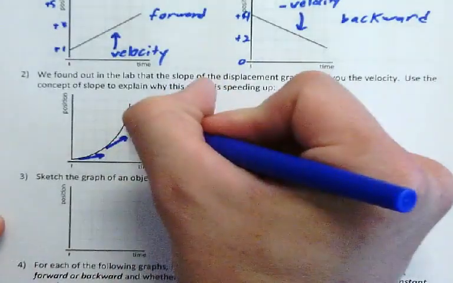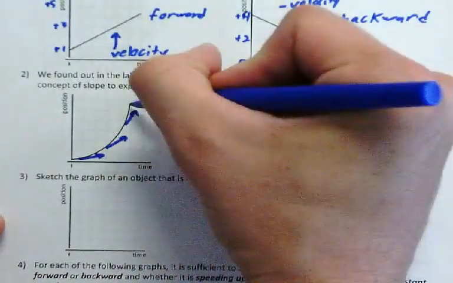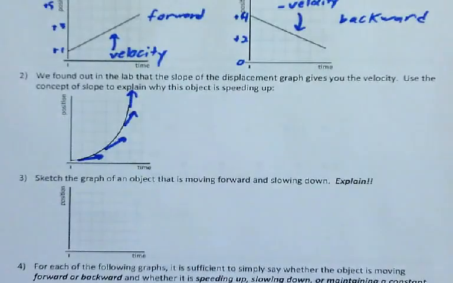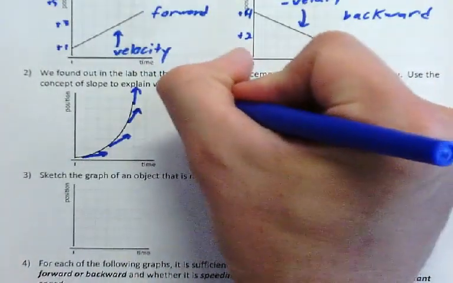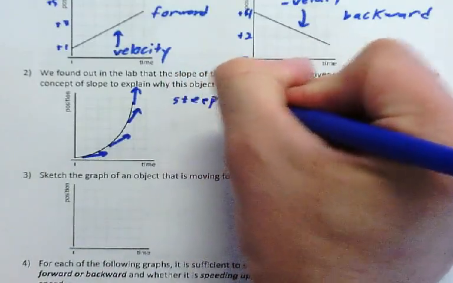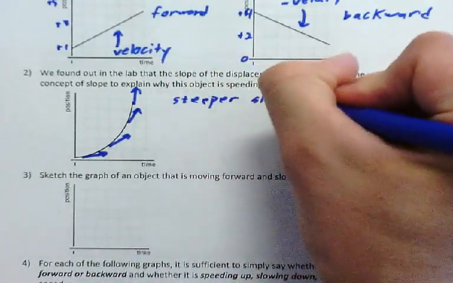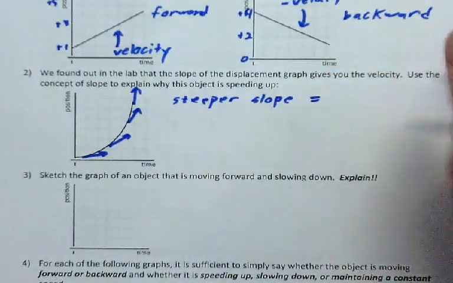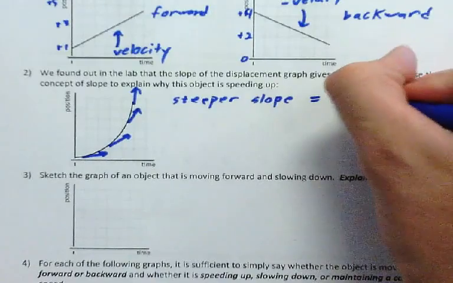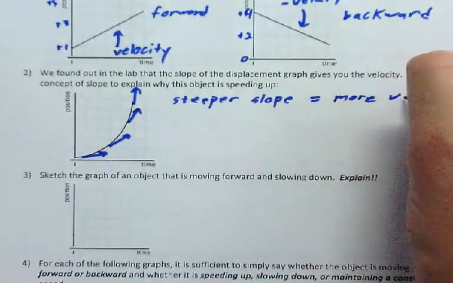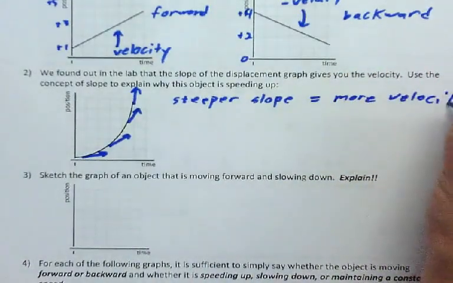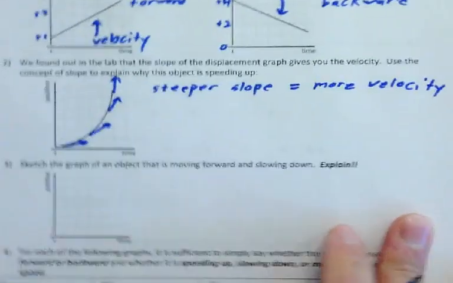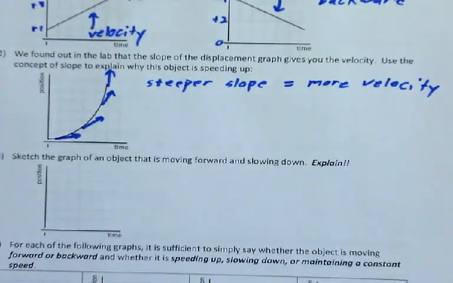Yes, and we're talking about slopes, right? And we said slope is velocity. So notice that the slopes become steeper. So a steeper slope equals more velocity. If you have more velocity, that means you're speeding up. So you get a steeper slope and you get more velocity.